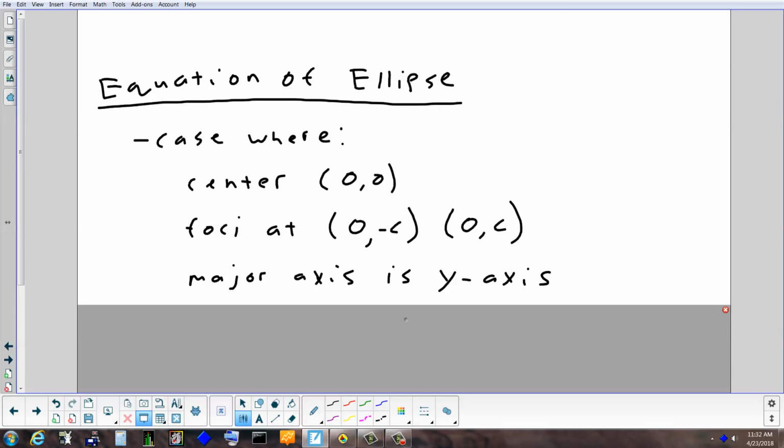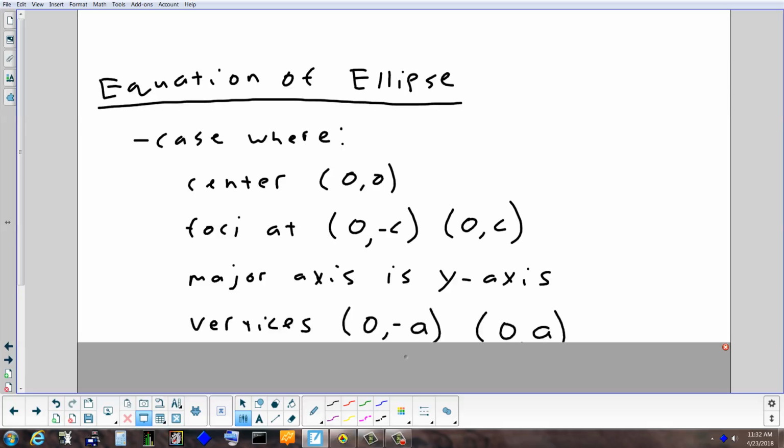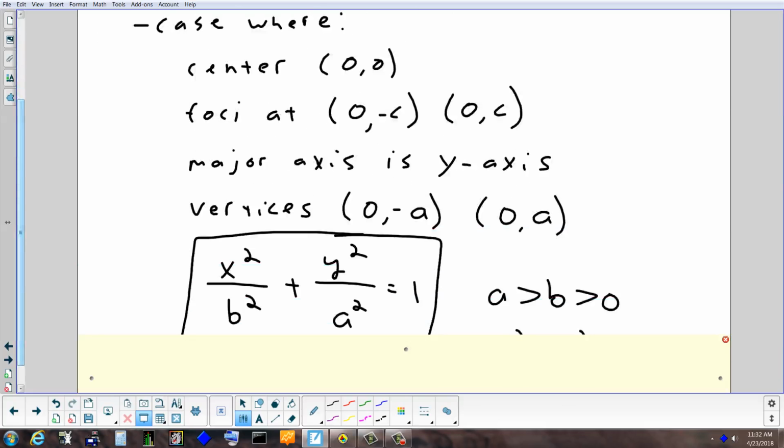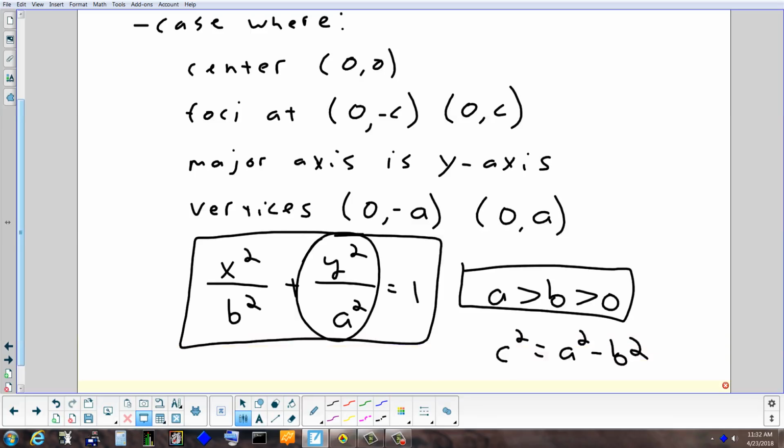The major axis is going to be the y-axis. And the vertices are going to be below the center, A units, and above the center, A units. And the whole key, the way you know that this is vertical, is that the bigger number is under y. And if you're wondering how you know A is the bigger number, we said that earlier. A is always the bigger number. The relationship between A, B, and C is exactly the same. C squared equals A squared minus B squared.